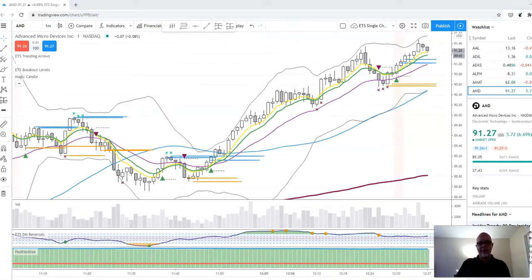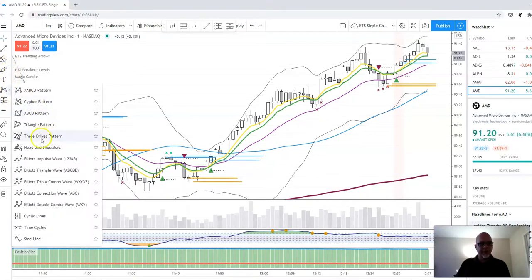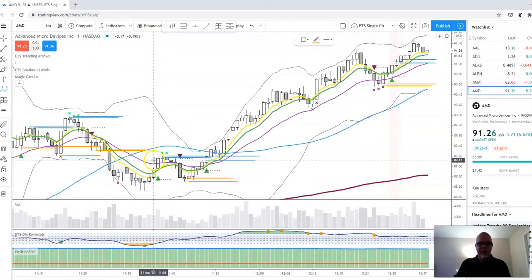I want to show you what's currently happening with AMD, because it's interesting. If we take a look at the current structure we have here, we actually have a potential end of a 5-wave move, and as you can see, we have a couple of signals here as well. That was very successful, but I want to just quickly highlight what we have here.